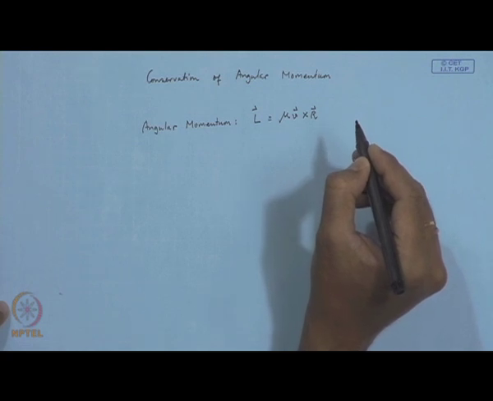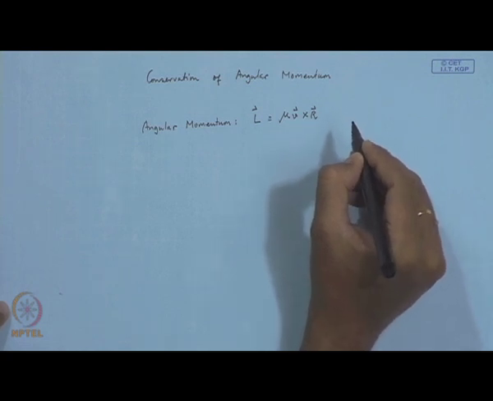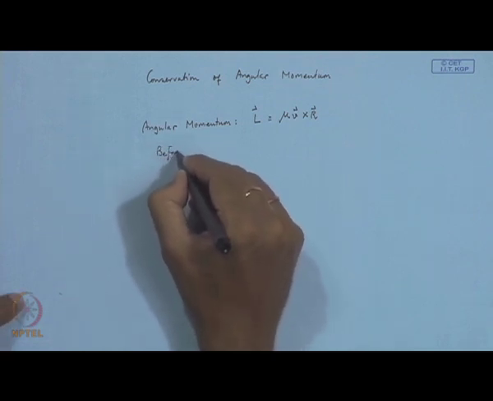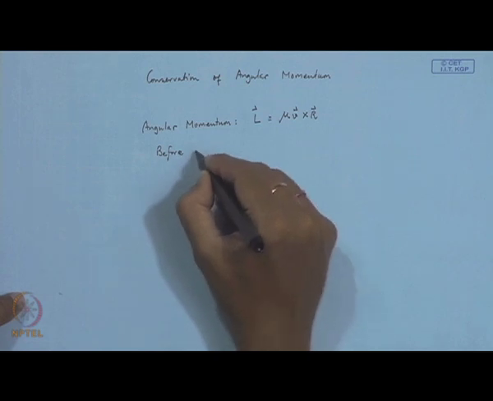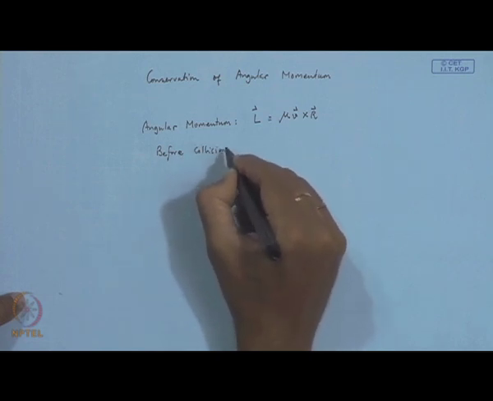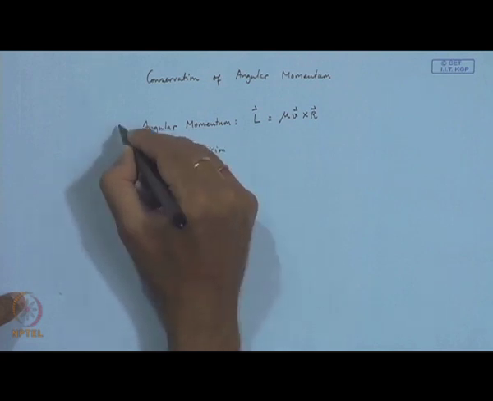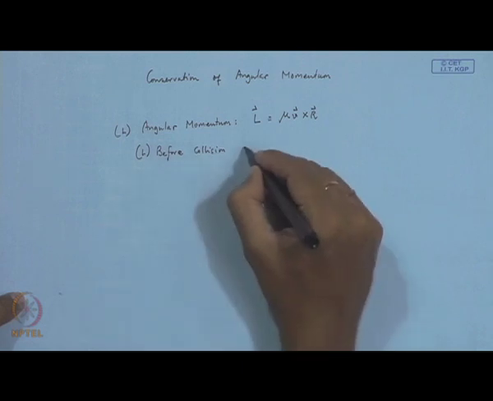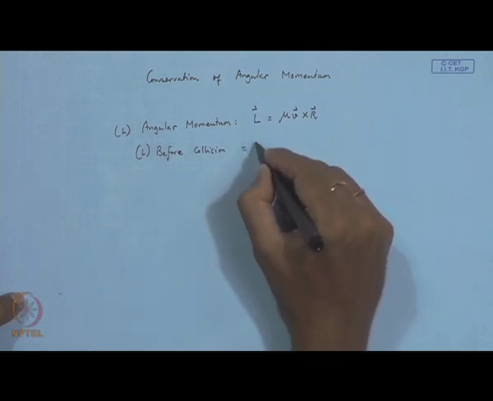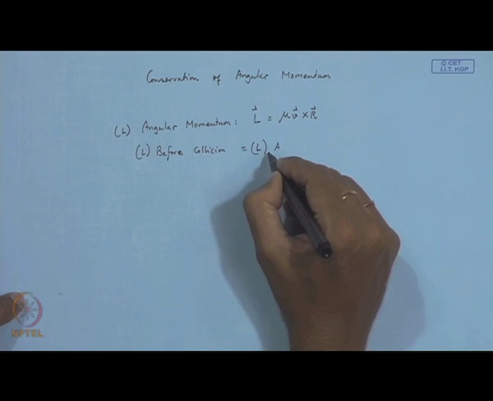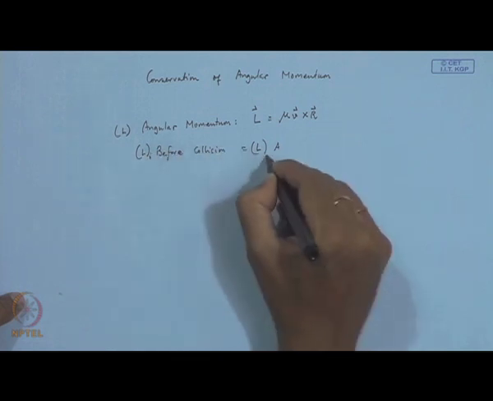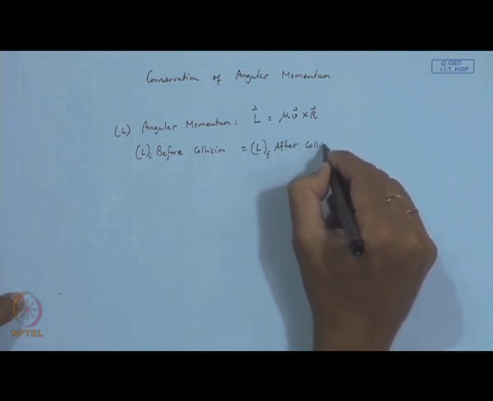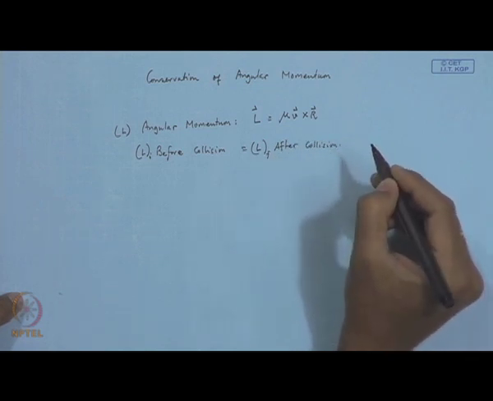So, before collision, angular momentum L before collision is equal to L after collision.